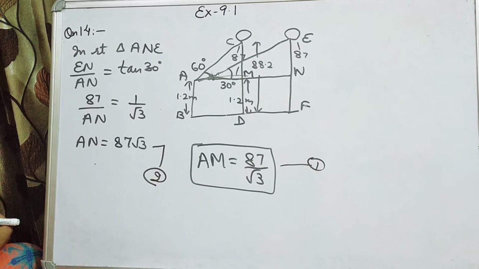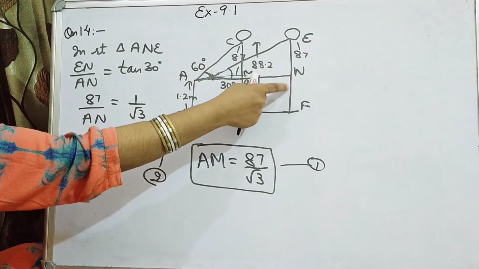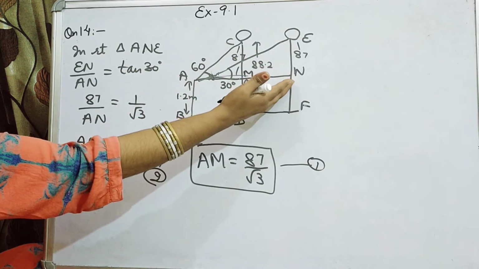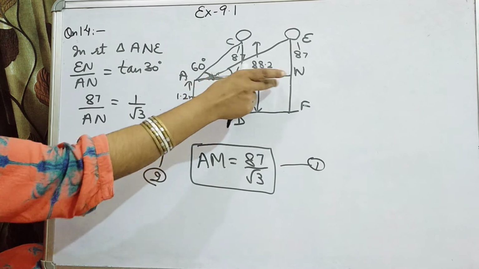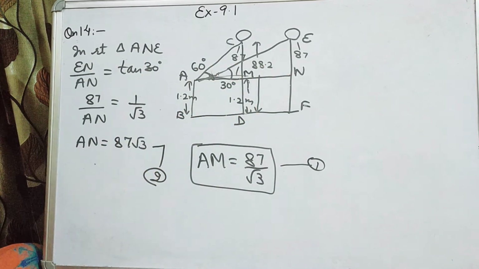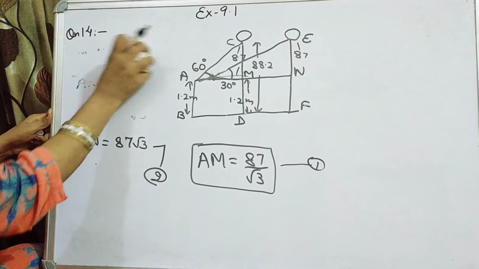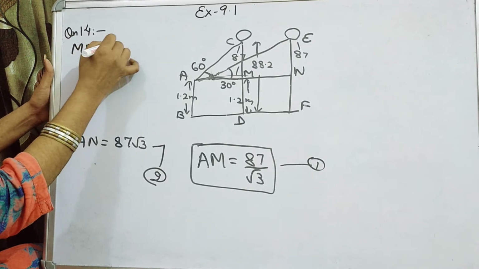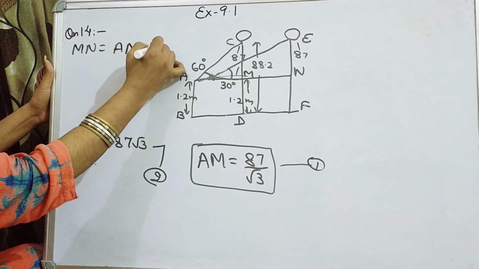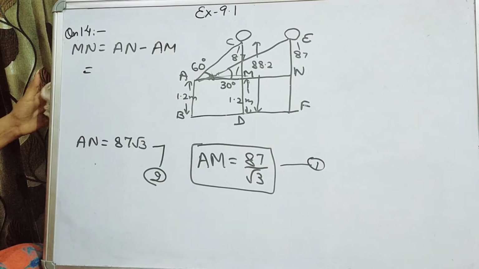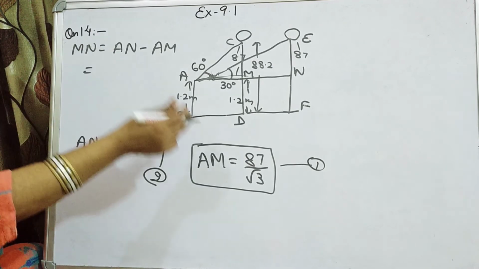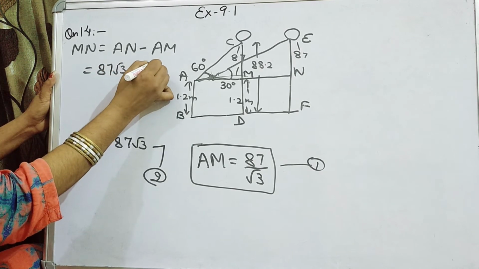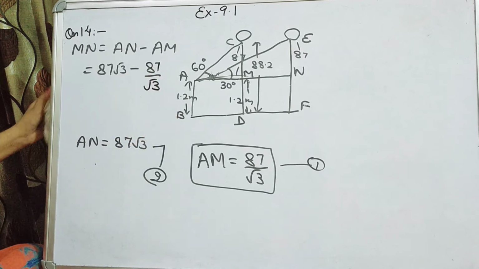Now we have AM and AN, and we have to find MN, which is the distance covered by the balloon. So we can subtract AN and AM, and after subtracting them we can get MN, right? So MN is equal to AN minus AM, and from 1 and 2, I have the values of AN and AM: AN is 87 root 3 minus AM is 87 by root 3. Now how can we solve that?